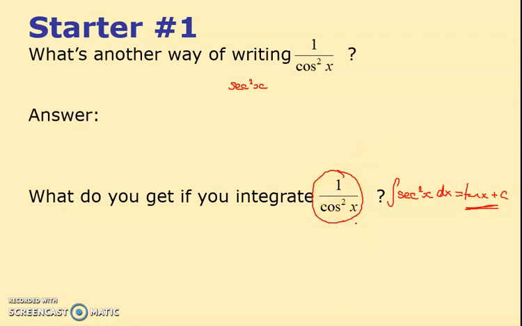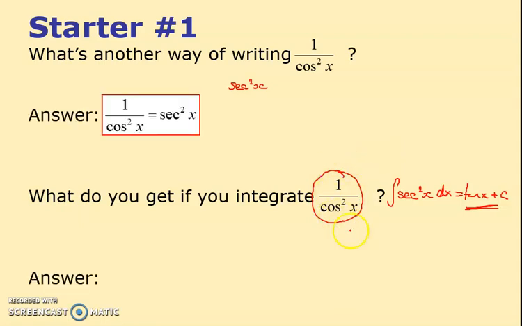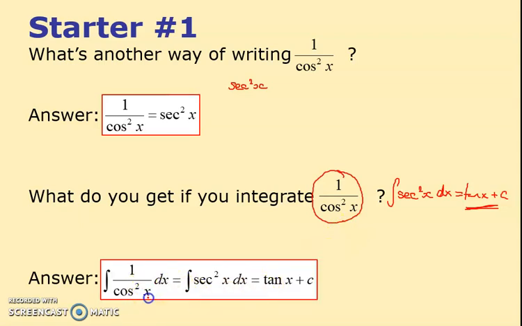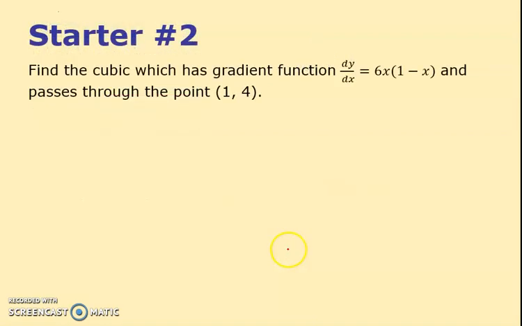So let's put up the answer. That was sec squared. You're first meant to say 1 over cos squared is sec squared, and the integral of sec squared is tan plus a constant. Don't forget this. This is often worth a mark at the end of a question, so you don't want to lose that simple mark. And start number 2.